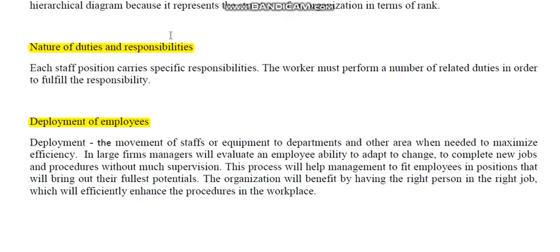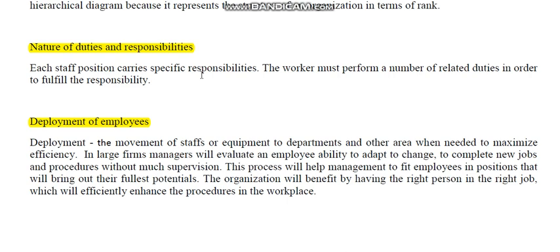Nature of duties and responsibilities. As we said in our first point about the multiplicity of staff, the size of the business will affect how many persons are employed. If fewer persons are employed in an organization, those employees will have to do more jobs, and they'll have more responsibilities to carry out.